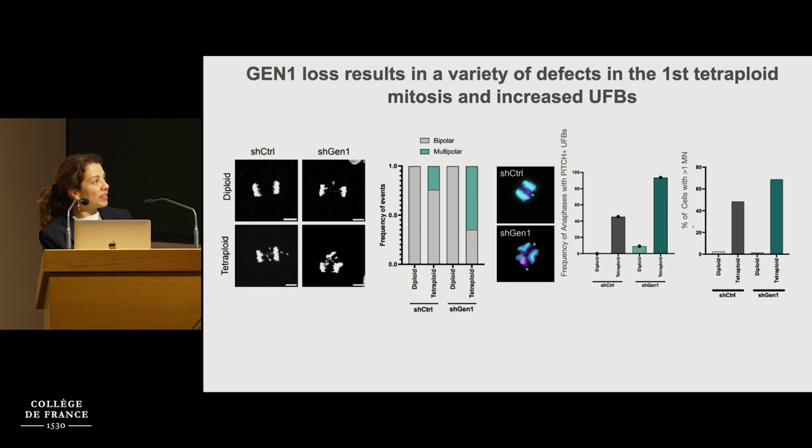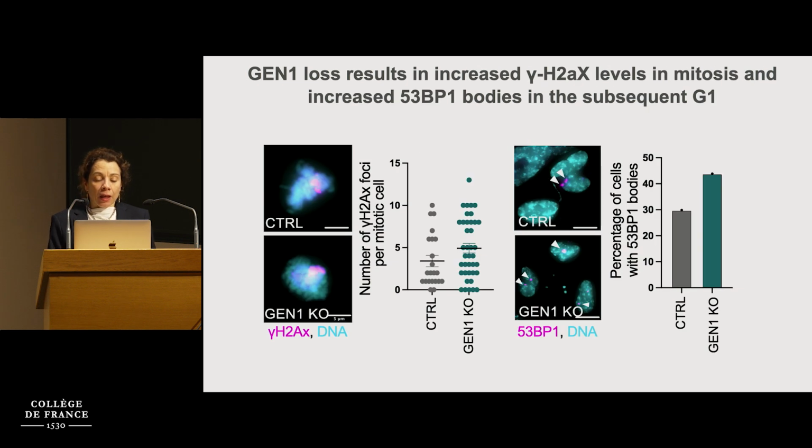Here it's a mistake, it's not SH, it's the knockout. And also an increase of ultrafine bridges and PICH positive bridges. So we can also see that Gen1 loss results in increased gamma H2AX levels in mitosis, which was kind of surprising, but maybe goes with the fact that these cells are entering mitosis and either they still have damage or they are generating more DNA damage. And the subsequent G1 will have an increase in 53BP1 levels.